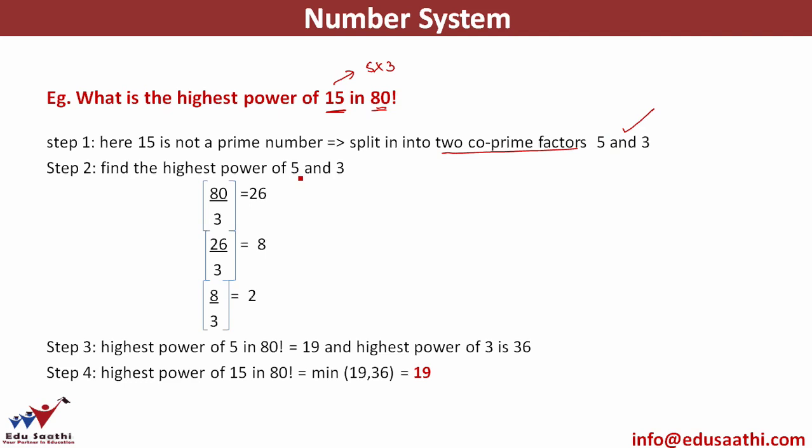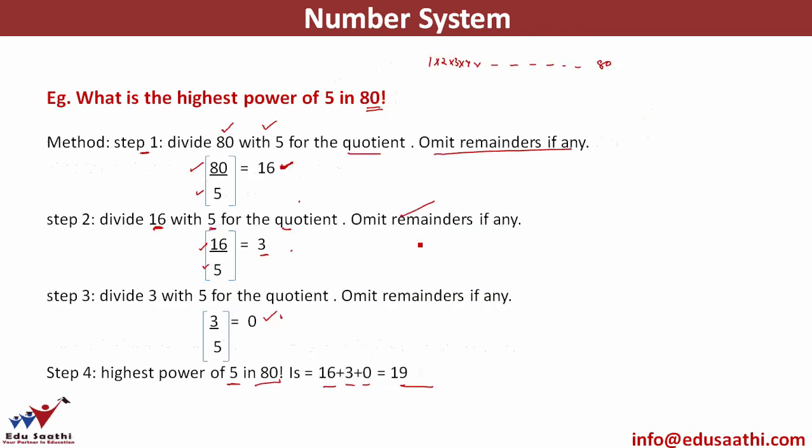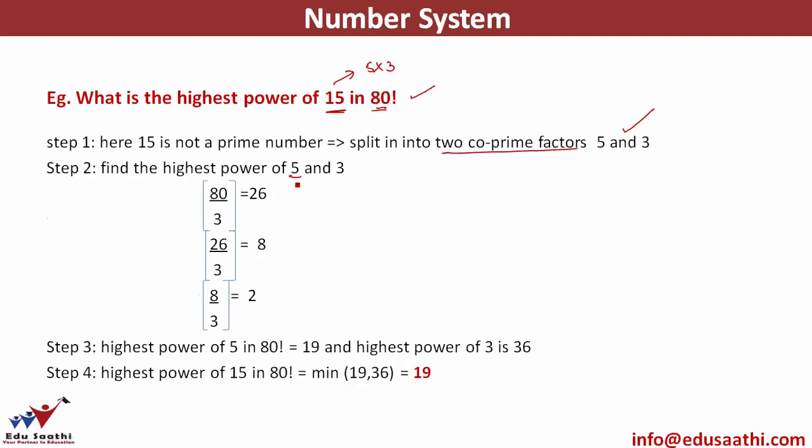Find out the highest power of 5 in 80 factorial, which I've already done in the previous case, which was coming out to be 19. Find out the power of 3 in 80 factorial. So I'll do it with 80 with 3. 80 divided by 3 gives a quotient of 26. 26 when divided by 3 gives a quotient of 8.